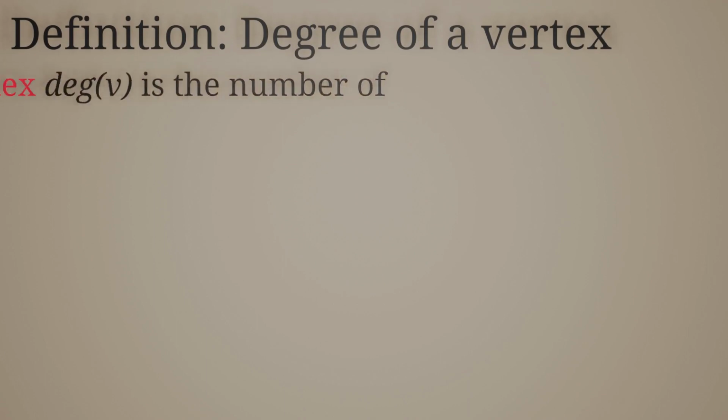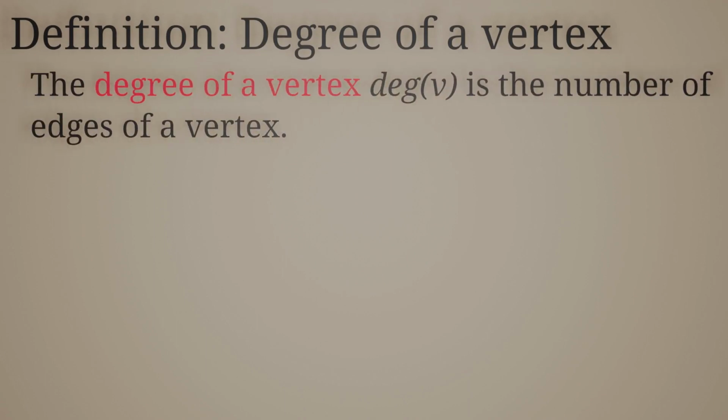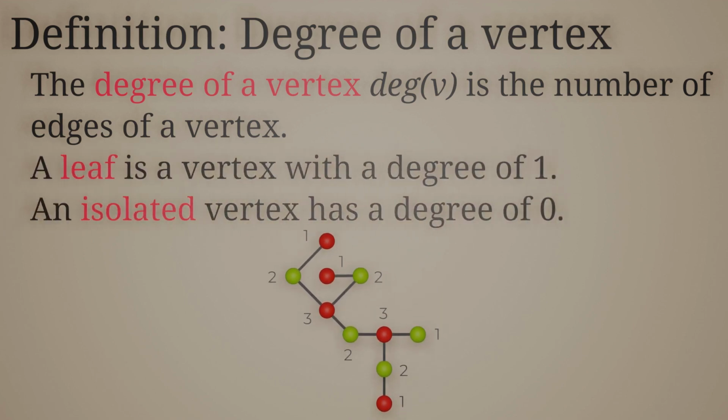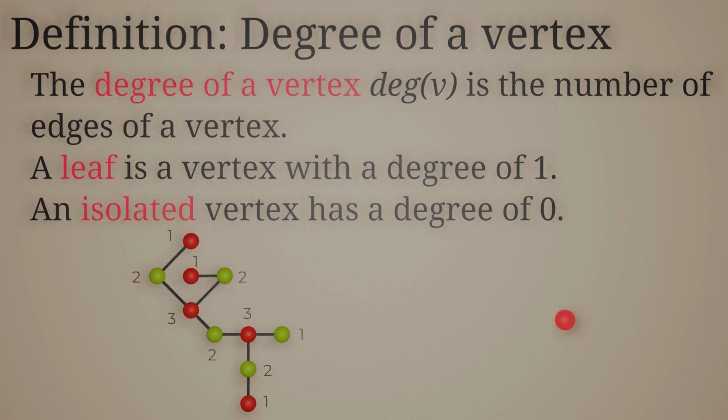As always, some definitions. The degree of a vertex can be seen as the number of edges for a given vertex. It's a very simple parameter, as you can see. A vertex with a degree of 1 is known as a leaf, and a vertex without an edge is called an isolated vertex.